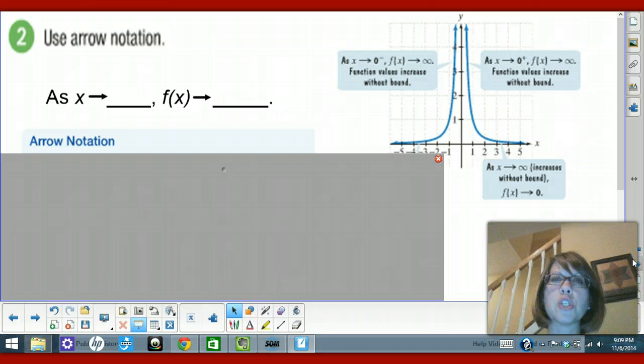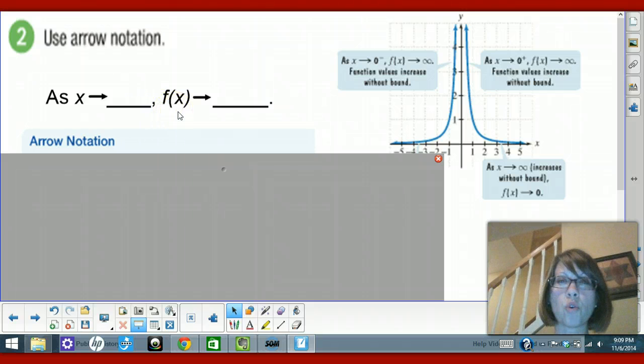We used arrow notation just a little bit in Algebra 2 when we were talking about the end behavior of a polynomial equation. So we would informally say up, up, or down, down, or down, up, or up, down. But formally, we would say as x approaches a certain value, the f of x, or y, approaches a certain value. For end behavior, it's as x approaches infinity, f of x will approach a certain thing.